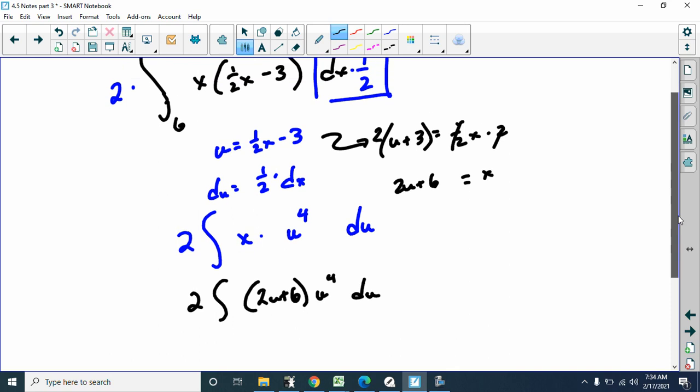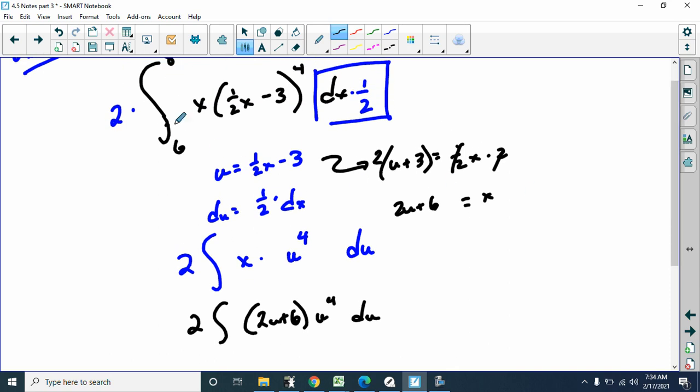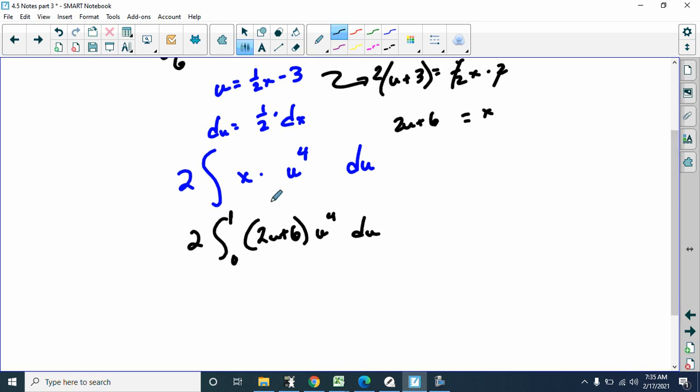Don't forget to change your bounds. When we have a definite integral, these are x values. When I rewrite it in terms of u, I want those to be u values. Plug 6 in for x right here, gives me 3 minus 3. So an x value of 6 matches up with a u value of 0, and an x value of 8 matches up with a u value of 1. Because it's a definite integral, we don't need to change back to x's. We just treat this as though it's the original problem.